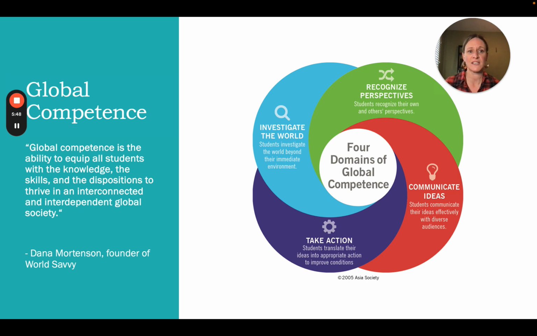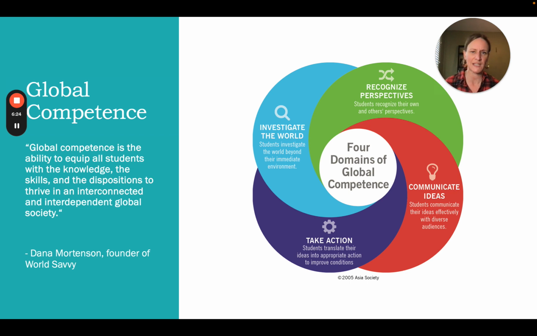Third, we communicate ideas. Students communicate their ideas effectively with diverse audiences. In a traditional world language classroom, the people that we're communicating with are other students and the teacher in the classroom. That's great, but let's go further because we can. So let's communicate our ideas with audiences outside of our classroom, in our school, in our neighborhoods, in our communities, in our state, country, and world. Let's make bigger connections. Let's make more of them. Again, because we can.